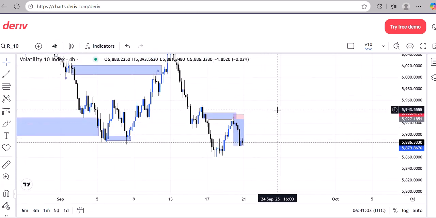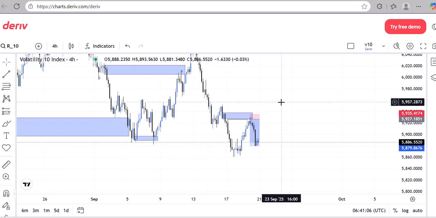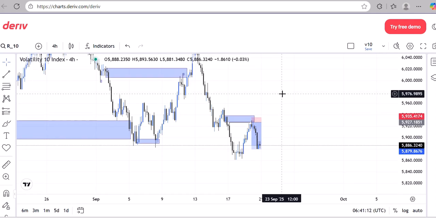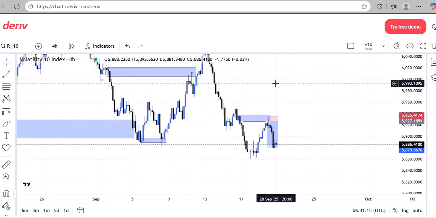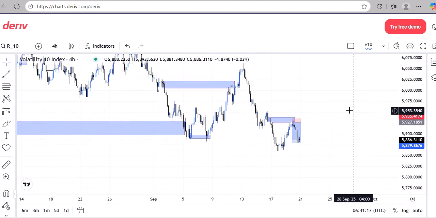So coming down to our 4 hours time frame, we are still following the trend. Remember, the market is in a downtrend. So first of all, look at the trend of the market and follow it. So the market is in a downtrend in the daily time frame. So this is a 4 hours time frame. We'll see the market is still in a downtrend.